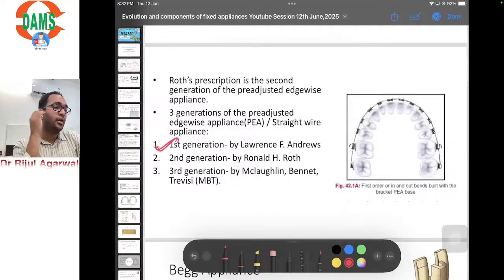There are many more prescriptions based on the desired tip and torque values as thought by the respective scientists. Till date, there are more than thousands of prescriptions available in the market. Each orthodontist thinks about their own desired positioning of the teeth inside the bone so as to prevent relapse of those teeth, and has given their own prescription. Okay, so primarily these are the three generations which you should know.